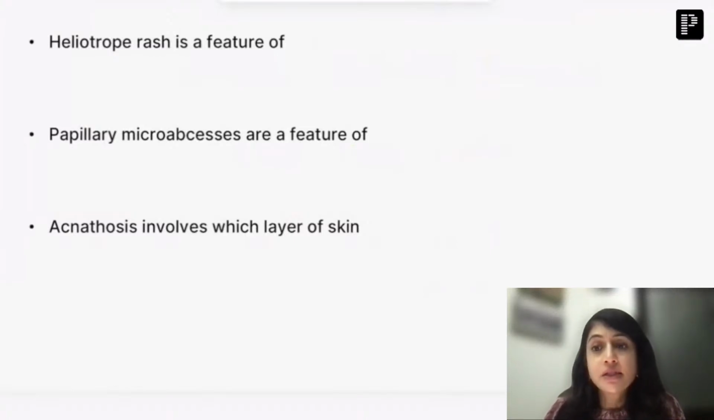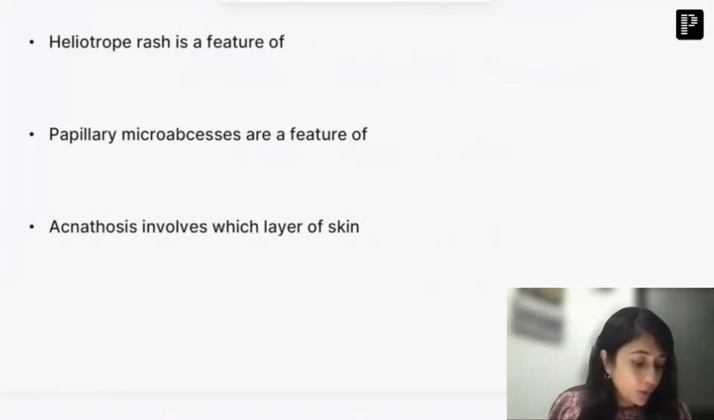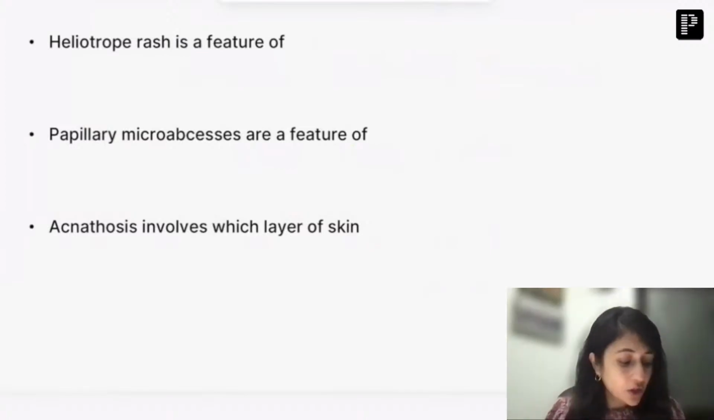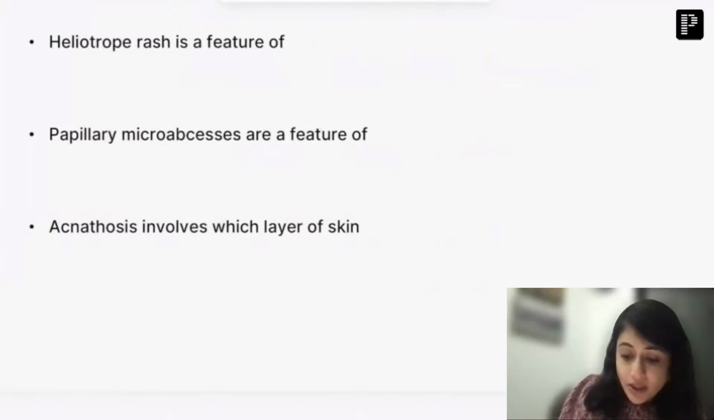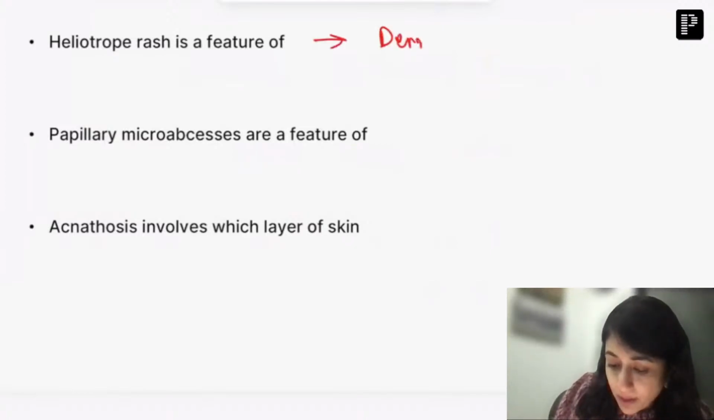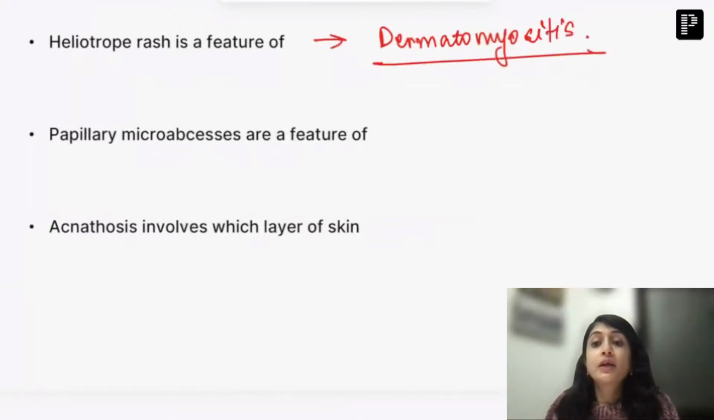Heliotrope rash is seen in which condition? Okay, great. So this is, I think, clear. Yes, Dr. Shivanshu, right? Can you tell me what are the pathognomic lesions in dermatomyositis? So yes, heliotrope rash is a feature of dermatomyositis. My next question is, what are the pathognomic skin features of dermatomyositis?